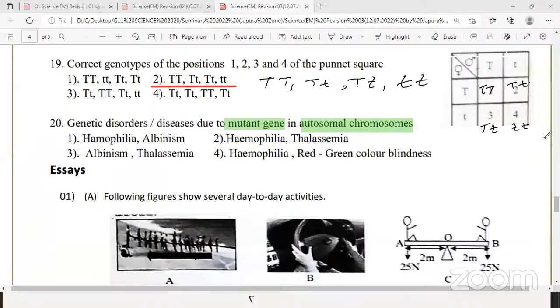Amadi, third one. Albinism and thalassemia. Very good. The answer is third. Correct. Question number 20, the answer is 3.